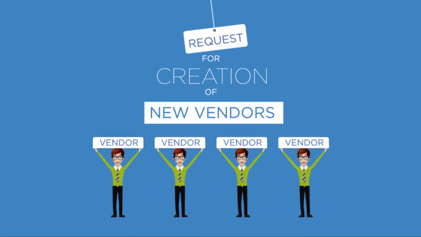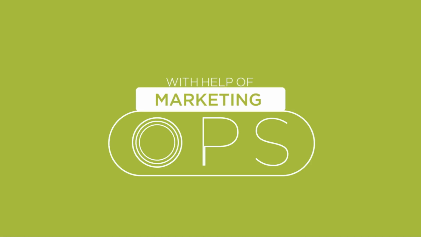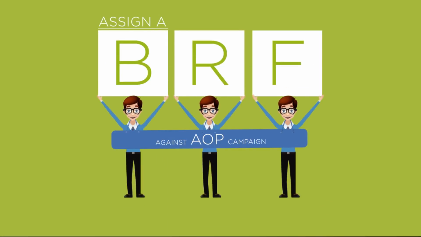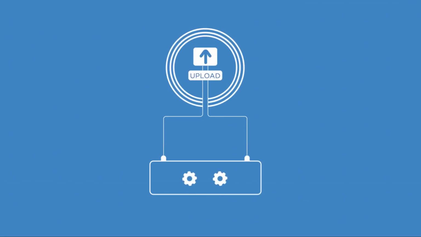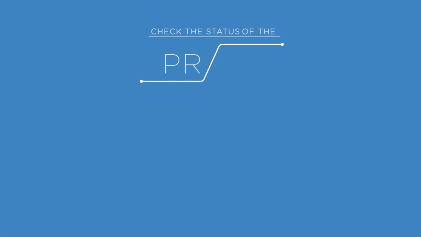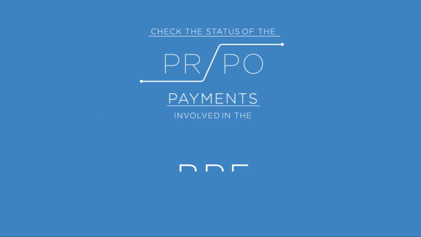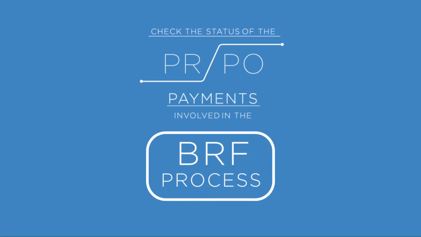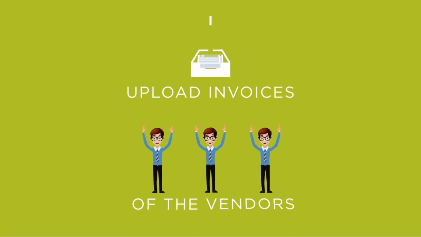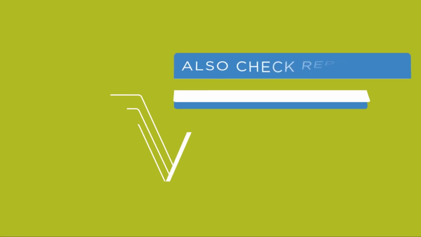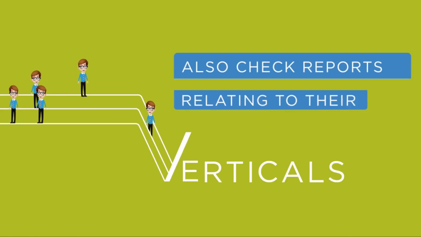new vendors with the help of marketing ops, assign a BRF against the AOP campaign, upload quotation within the tool, check the status of the PR or PO or payments involved in the BRF process, upload invoices of the vendors, and also check reports relating to their verticals.